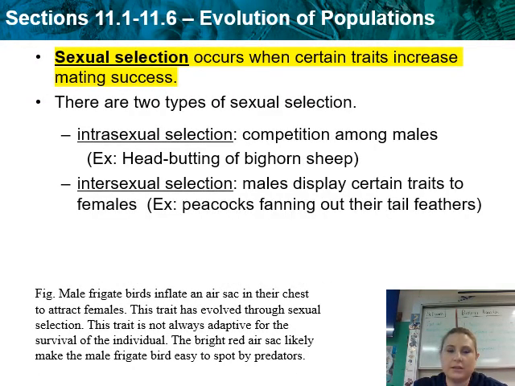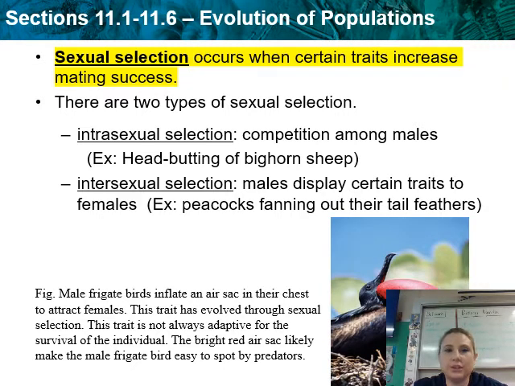Okay, the next thing that happens with evolution, we have sexual selection. Sexual selection occurs when traits increase mating success. And we have two types of sexual selection. Intrasexual, which is competition among males of the same species, okay?